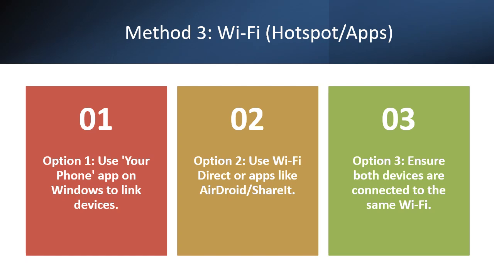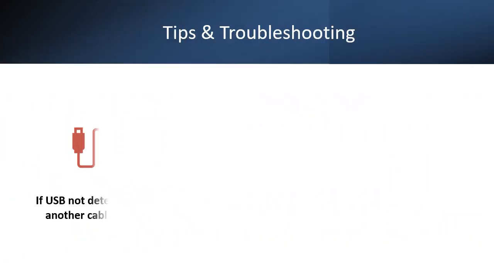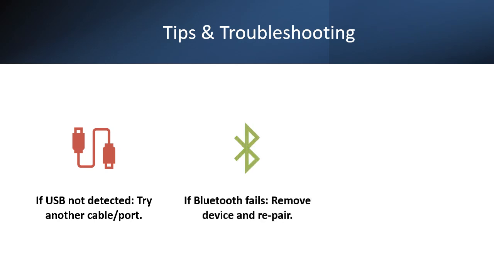Tips and troubleshooting. Sometimes connections may fail. If your phone isn't detected by USB, try another cable or port. If Bluetooth doesn't work, remove the device and pair it again. For Wi-Fi connections, make sure you have a stable internet connection.